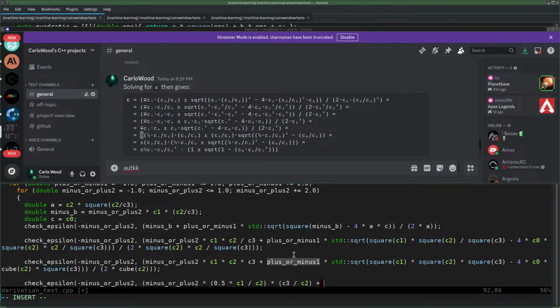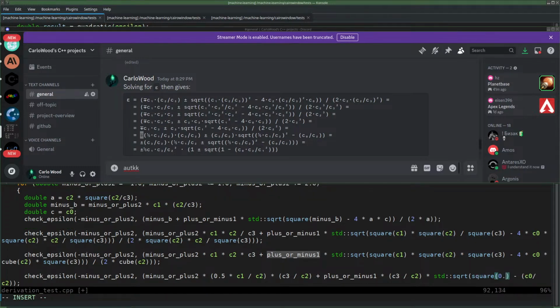Plus or minus times C3 divided by C2 times the square root of the square of something minus C0 divided by C2, closing the square, and that's it. No divisions anymore. And the squares of 0.5 times C1 divided by C2.